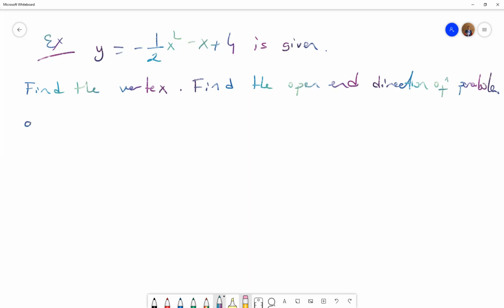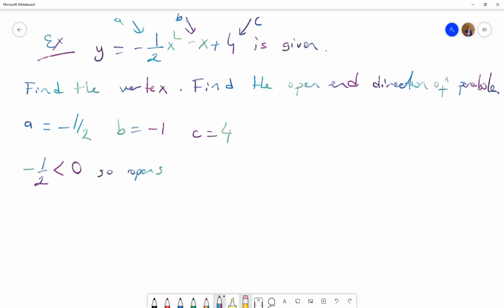First of all, we know that a is equal to minus 1 over 2, and b is equal to, from here, minus 1, and c is equal to 4. It is seen like that. And we know that a is minus 1 over 2, negative, smaller than 0. So it opens downward.